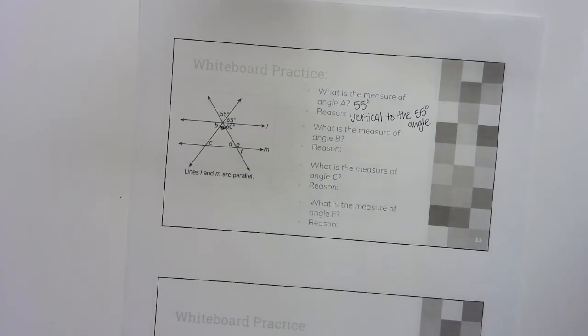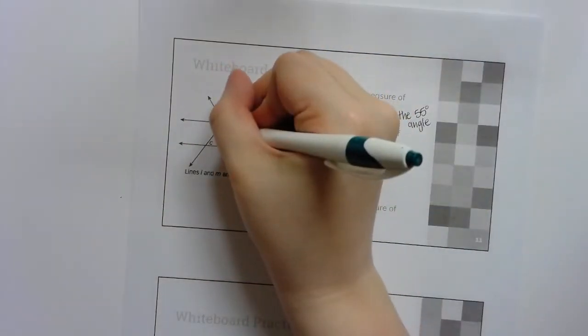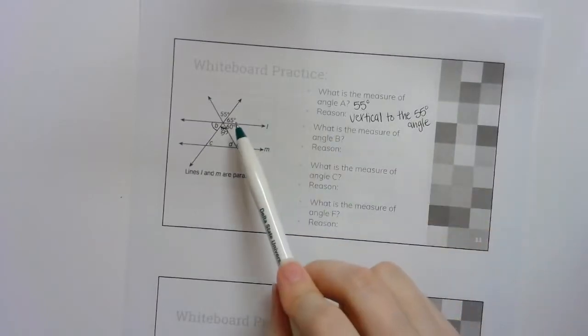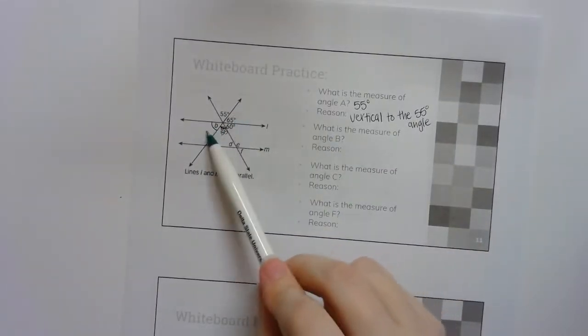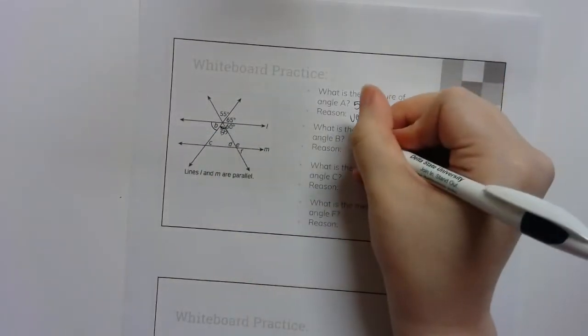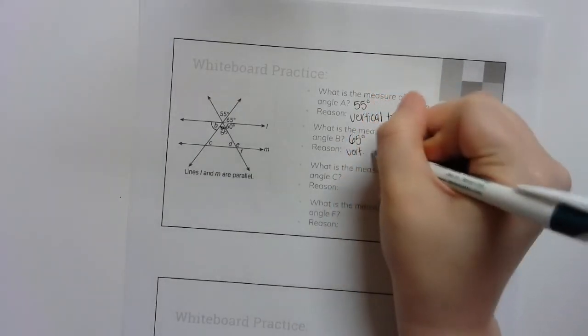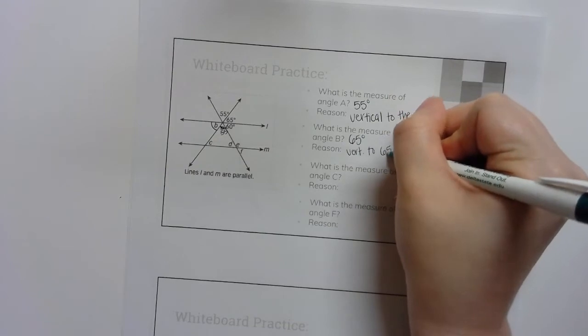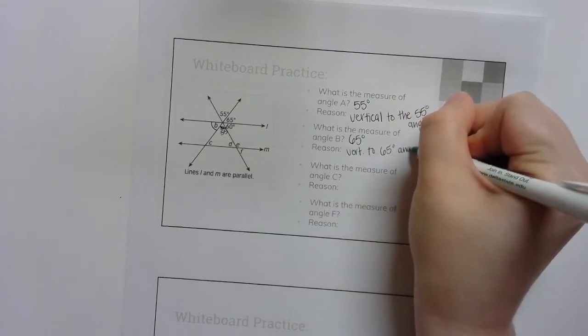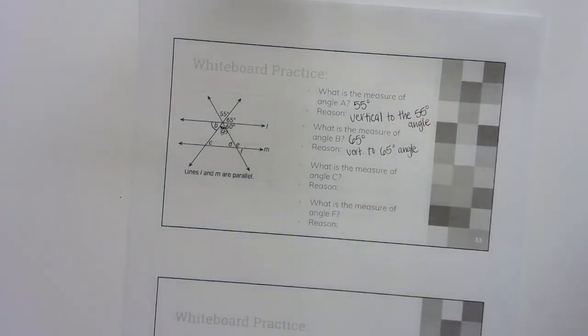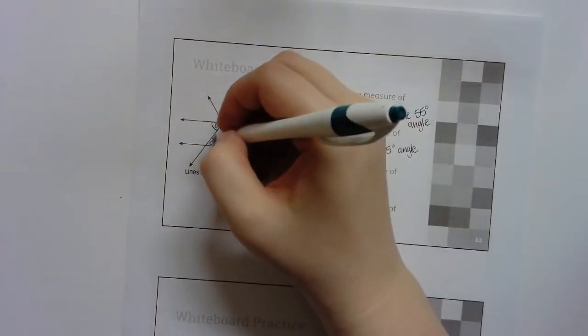All right, so then what is the measure of angle? So if this is 55, what is the measure of angle B? You're right, it's vertical to this one, so it's 65 degrees. And it's vertical to the 65 degree angle. Okay, and then what is the measure of angle C? That's this one right here.